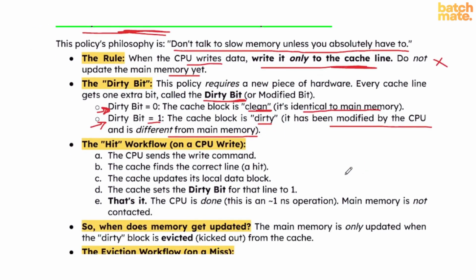Now, let's quickly see the hit workflow for write back. In the same way, the CPU sends the write command. The cache finds the correct line, which is a hit, and it updates its local data block. Then the cache just sets the dirty bit for that line to 1. That's it. The CPU is done. This is a nearly 1 nanosecond operation. Main memory is not even contacted.